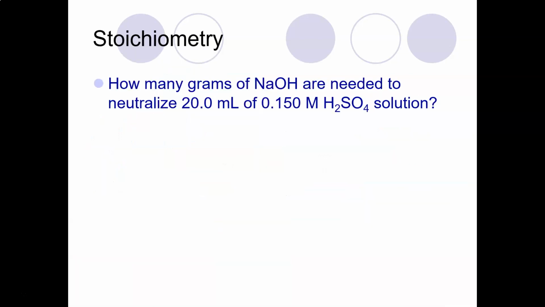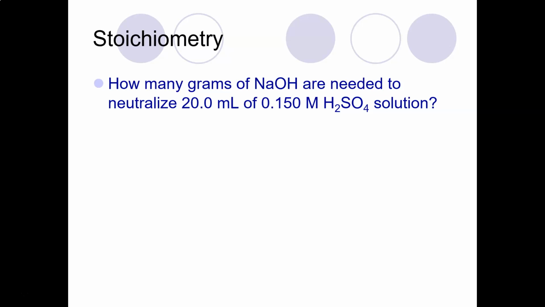So let's try one. So let's read the question. How many grams of sodium hydroxide are needed to neutralize, there's a hint that it's a neutralization reaction, 20.0 milliliters of a 0.150 capital M, which stands for molarity, H2SO4. Now, we could just start thinking, okay, what am I solving for? What am I starting with?